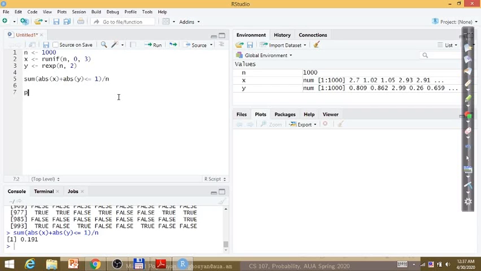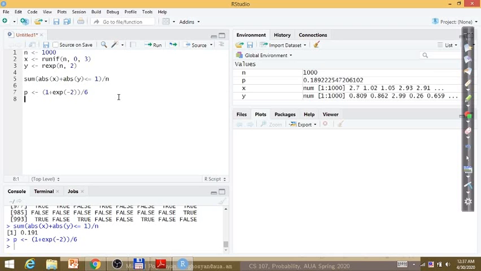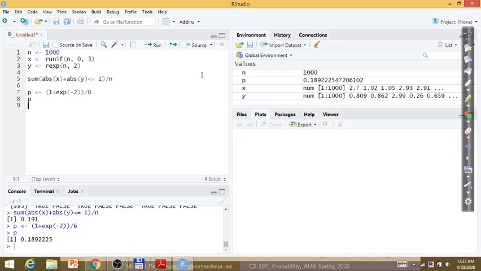Let me check how I am checking. Let me print the actual probability. That actual probability was, well, 1/6 times, let me first write 1 plus exponent to minus 2, that was exponent to minus 2 over 6. If I remember correctly, this was the value. And the value of p is 0.189, and we have obtained 0.191. You can see that this is very close.